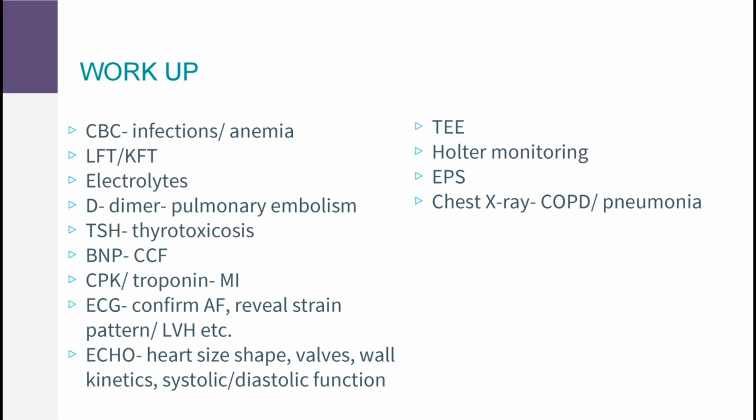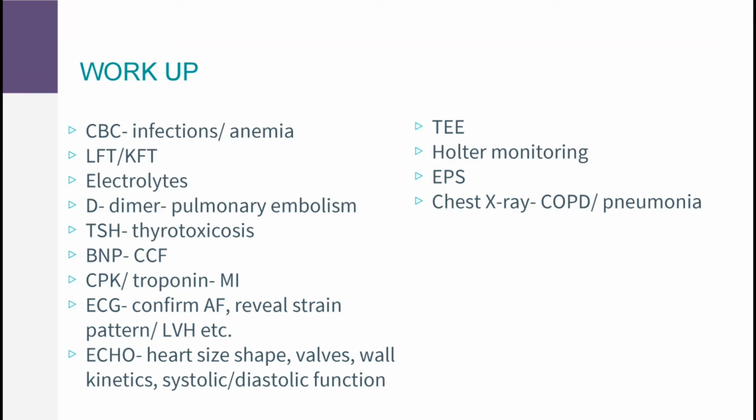CBC will rule out infections and anemia. Then LFT, KFT, electrolytes, D-dimer, TSH, BNP, troponin, and ECG, which is very important, as it will confirm atrial fibrillation. Echo will tell us about the heart size, shape, the wall kinetics, systolic and diastolic functions.